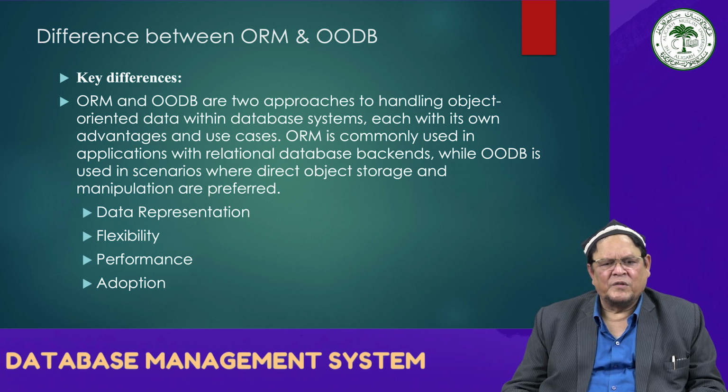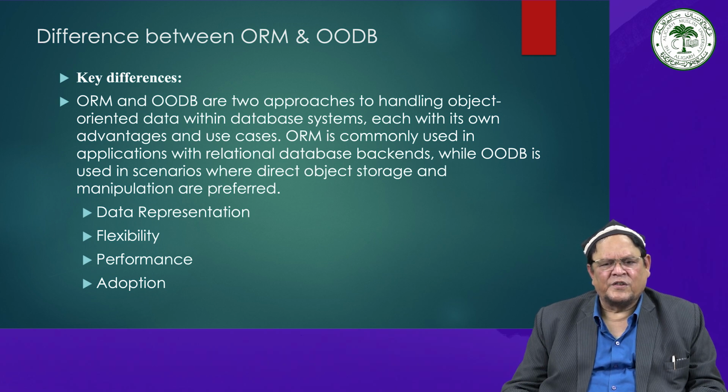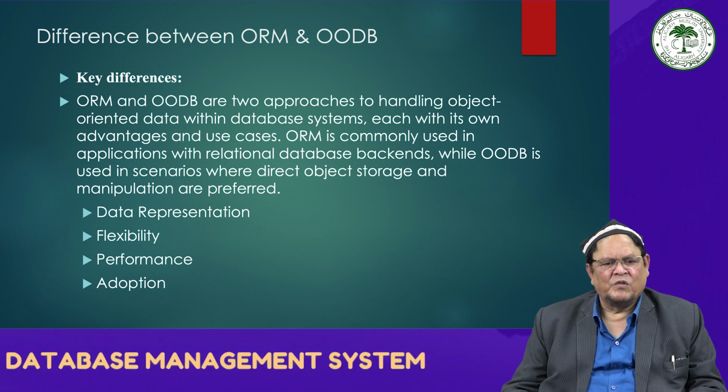Performance. ORM is widely used in applications where relational databases are prevalent, providing a way to bridge the gap between object-oriented programming and relational databases. An object-oriented database is less common and tends to be used in specialized applications where the object-oriented approach is a better fit for the data model.